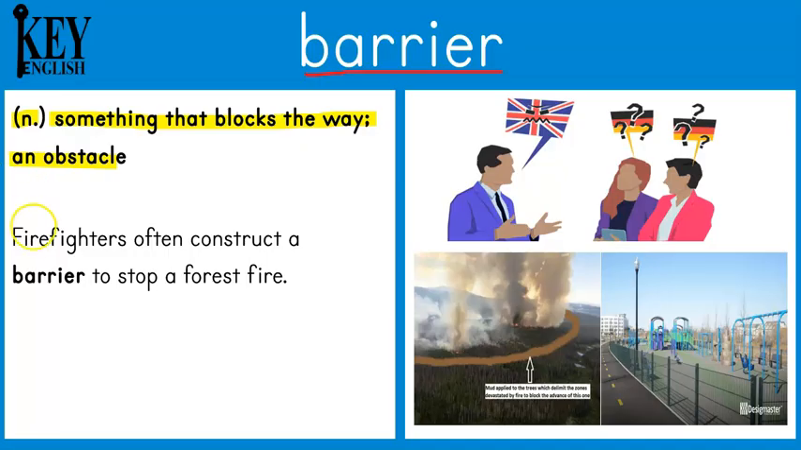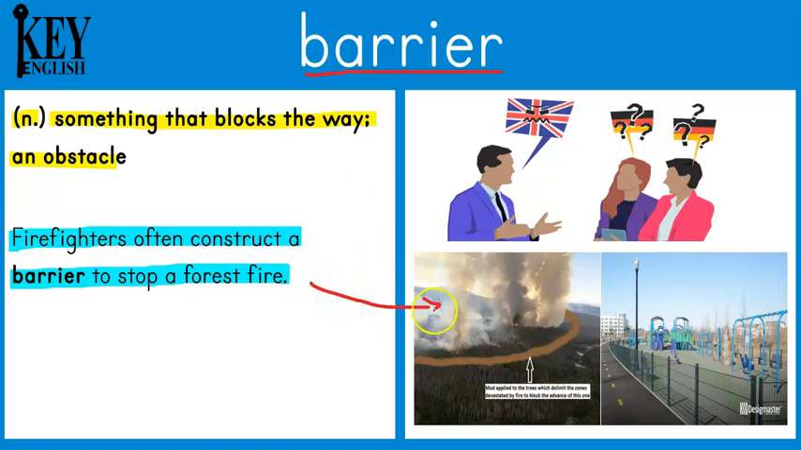The example sentence says, firefighters often construct a barrier to stop a forest fire. Just like in this picture here, you can see that there is this barrier around the fire. It's a barrier of mud that's put on the trees. That way the fire can't continue to burn past this line. So we could call that a barrier.